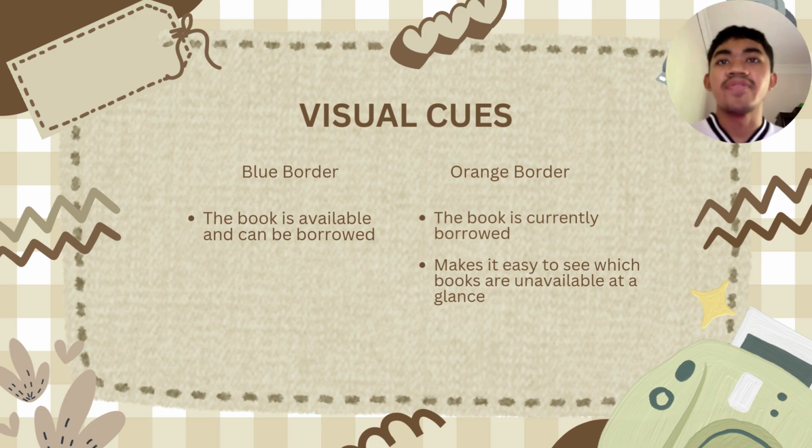And lastly, we have the visual cues. A blue border means the book is available and can be borrowed. An orange border means that the book is currently borrowed by another user. This function makes it easy for the user to see which books are available and unavailable at a glance.